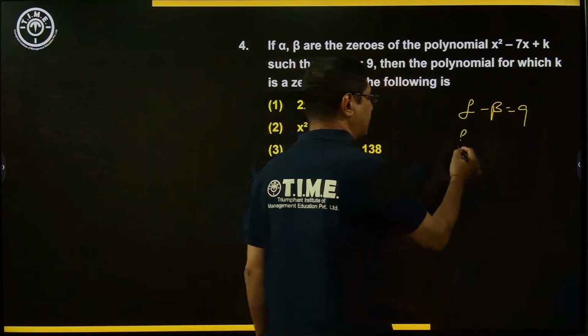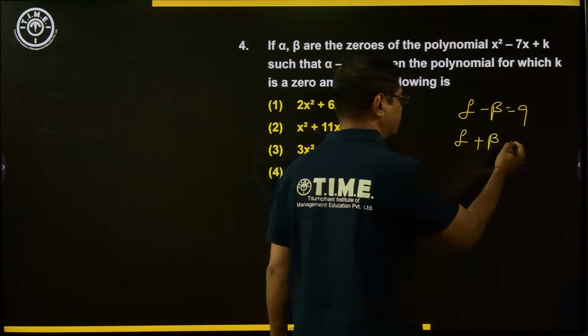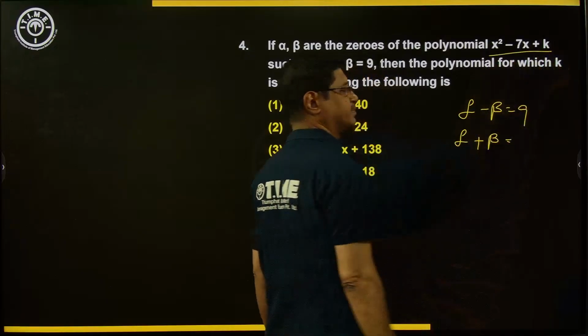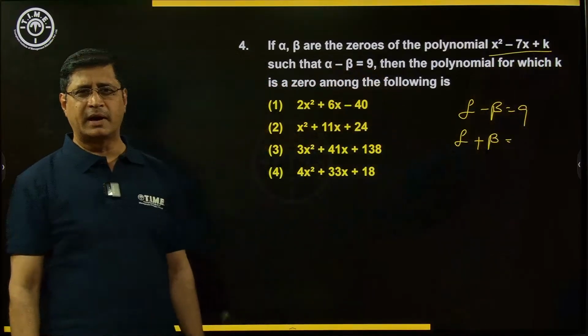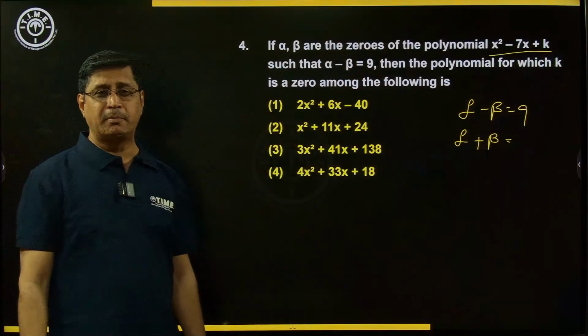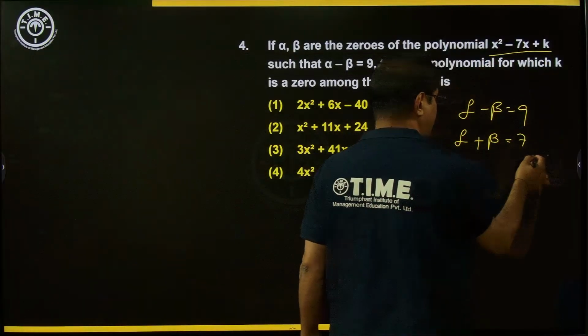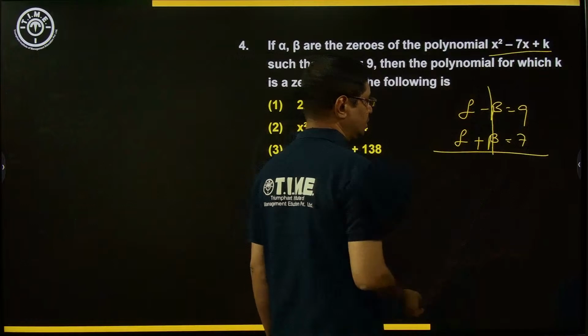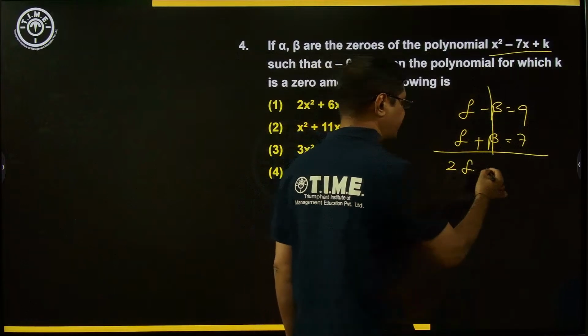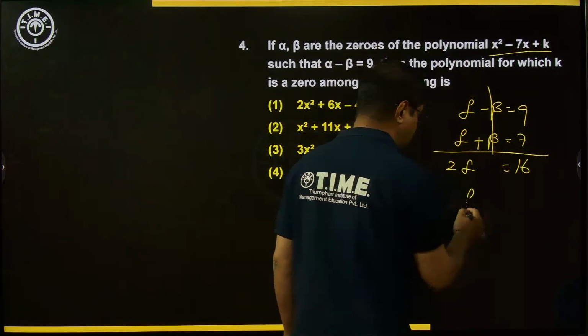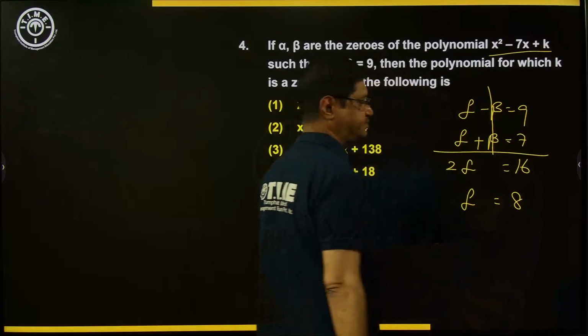Now how much is the alpha plus beta? Means just look at this sum. So what is the sum of the roots? Minus b by a, minus of minus 7 by 1. So minus of minus 7 by 1 means 7. By adding both the equations, beta gets cancelled. Now 2 alpha is equal to 16. The value of alpha, that is 8.